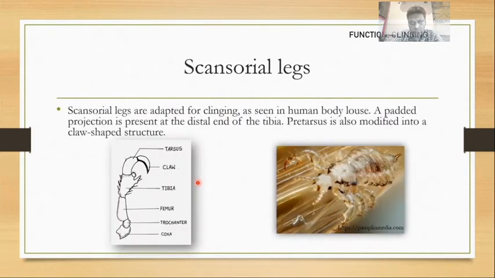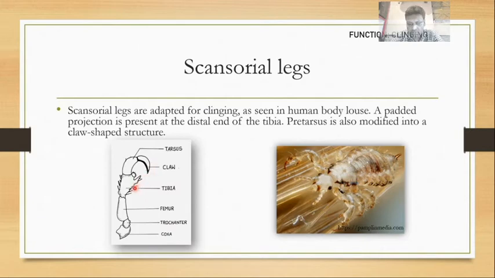Next type I'm going to talk about is scansorial legs. Scansorial means adaptation to climbing. For climbing, any animal would need to cling onto the surface because it's defying gravity when climbing. So these kinds of clinging legs are found in external parasites like lice. Now, all lice have these clinging type of legs or scansorial legs.